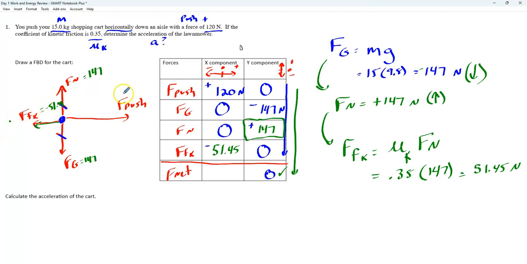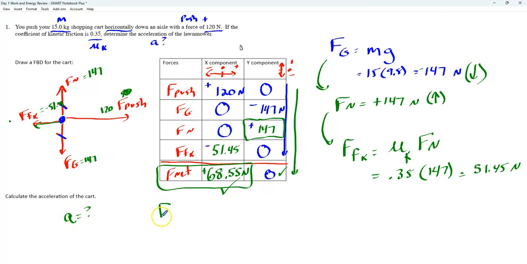So that's a negative 51.45. And then if we had our pushing contest or our tug of war, we have 120 going to the right, and we have negative 51.45 going to the left. If I add those together, I get the net force, which is 68.55 newtons. And it's positive, which makes sense, so it goes to the right. We're not quite done. We have to solve for the acceleration.